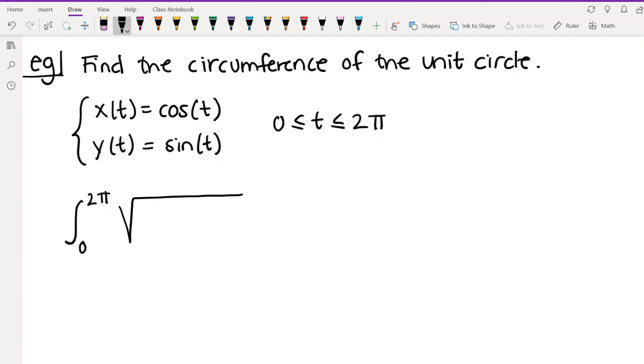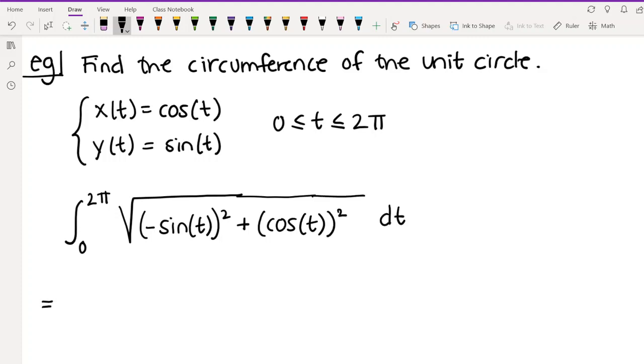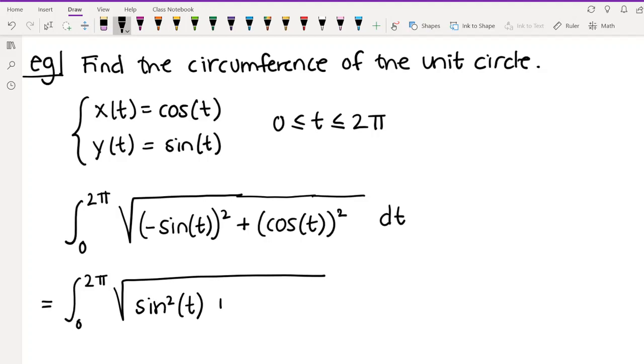And then we have the square root of, okay, so what is the derivative of cosine? So dx dt is going to be negative sine, right? So we have negative sine of t squared. So we're always taking the derivative of each part and squaring it. And then what's the second part? Well, the derivative of sine is cosine. So we have cosine of t squared. So this is going to be the integral from 0 to 2 pi of the square root of sine squared of t plus cosine squared of t dt.